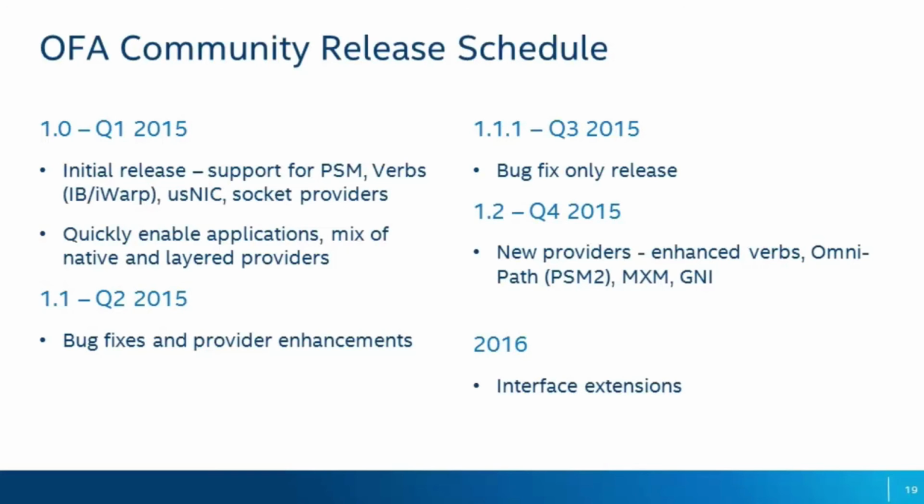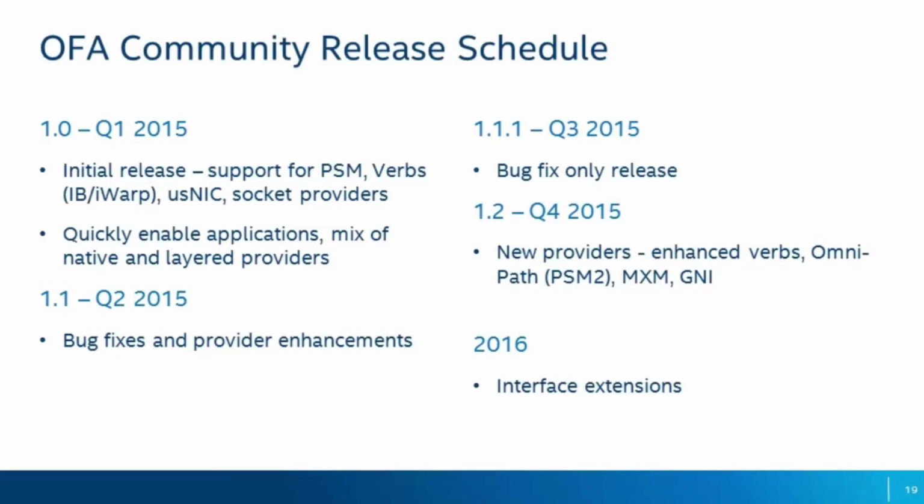There was a new release at the end of Q2, a bug fix release, and now we're at RC1 of the 1.2 release, which adds additional providers. It adds the MXM provider, the Cray provider, the OmniPath provider, and then enhanced verbs. The enhanced verbs is the support to have MPI run over the verbs provider. The current verbs provider in the 1.0 and 1.1 release only supports connection-oriented communication. So the 1.2 release will have basically the reliable datagram support in the verbs provider.